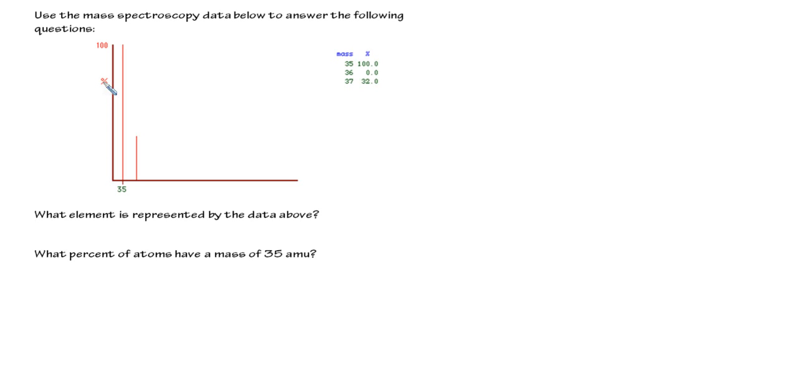So when I look at some of these questions, what element is represented by this data? By far the most abundant isotope has a mass of 35 AMUs. So if I look at the periodic table, I'm going to look for the element whose atomic mass in this case is closest to 35, which gives me, without a doubt, chlorine. There's nobody else that's closest to 35 besides chlorine. There we go.